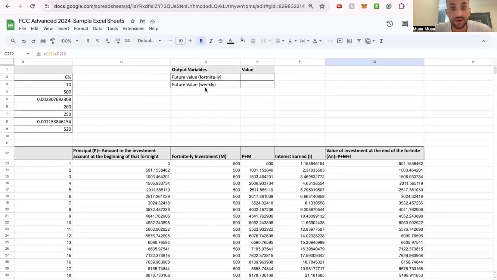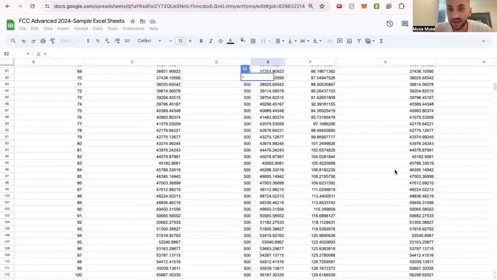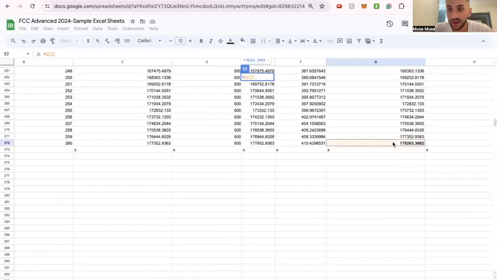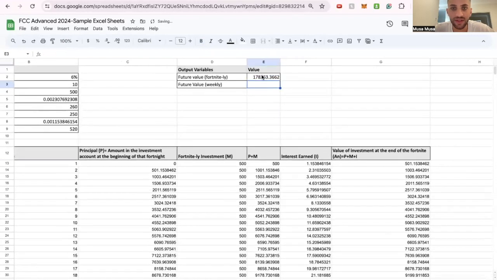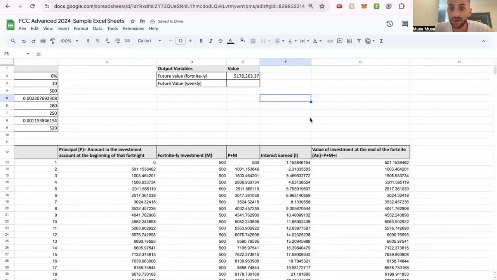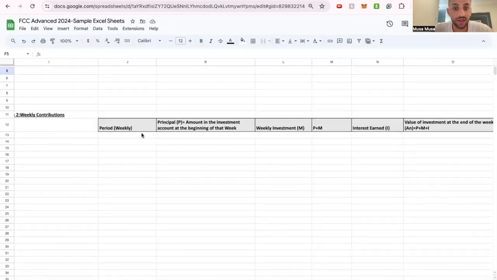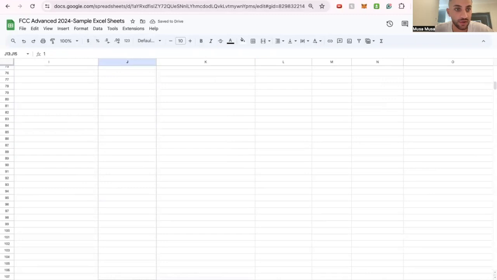So let's say we have future value of the fortnightly one. We can say equals, and then let's go back down to here, that number, and let's make this $1. Now we need to do the same thing, but for weekly. So if we come to the weekly, it's 10 years, 52 times a year. So 1, 2, 3. And then we're going to take this and go all the way down to 520. So we're going to be here for a while.